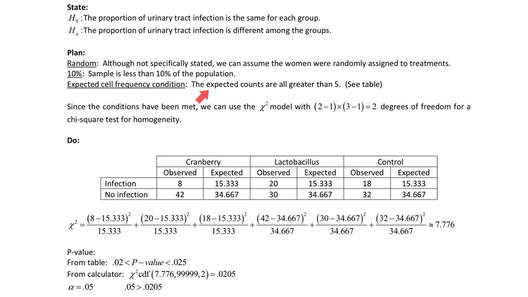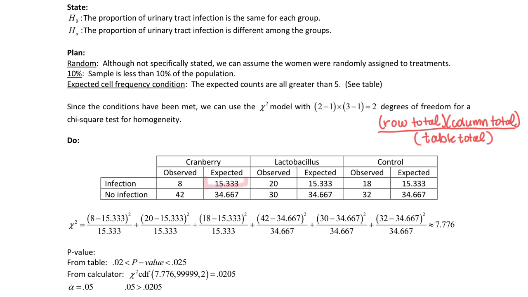Expected cell frequency condition. I'm going to go through how they got these numbers, but they went ahead and put in the expected values. But here were the observed. So those drinking cranberry, only 8 got urinary tract infections. These ones got no infections, 20 to 30, 18 to 32. So what would we expect, all right, in each of those cells?